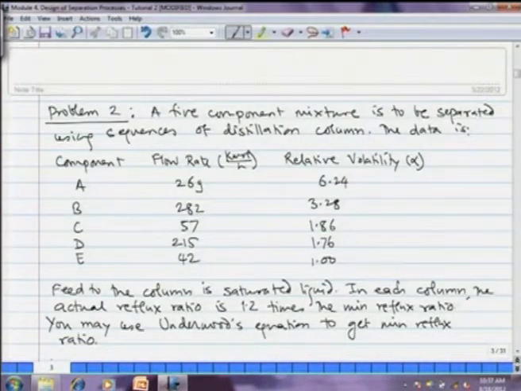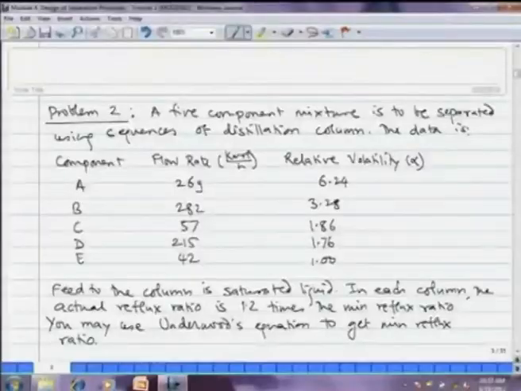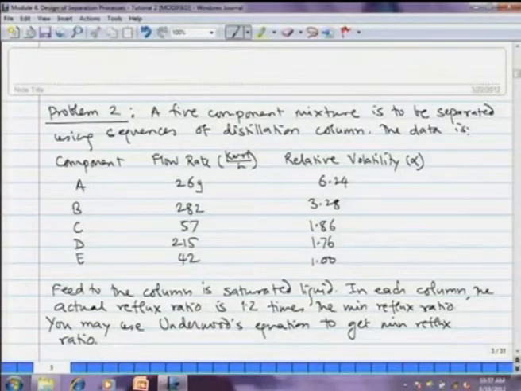We now see the second problem. This problem is about determination of the total vapor flow rate in different sequences of distillation, and we use the Porter and Momoh formula for it. I read out the problem statement for you. A 5 component mixture is to be separated using sequences of distillation columns. The data is as appearing on your screen. We have 5 components A, B, C, D, E, A being the lightest component and E being the heaviest component.